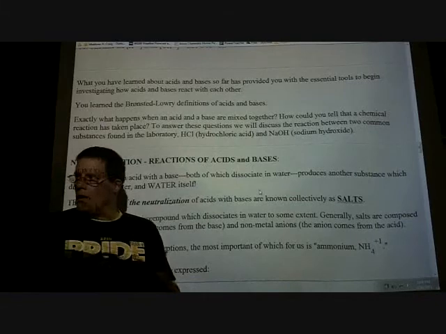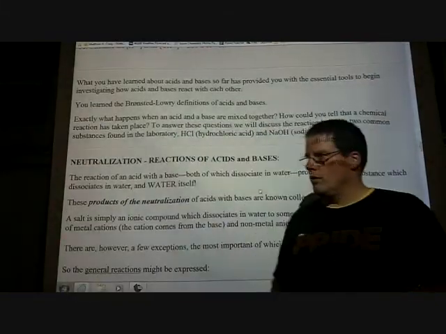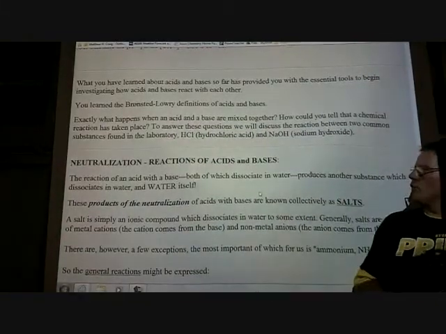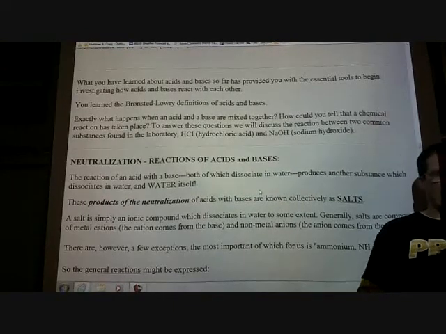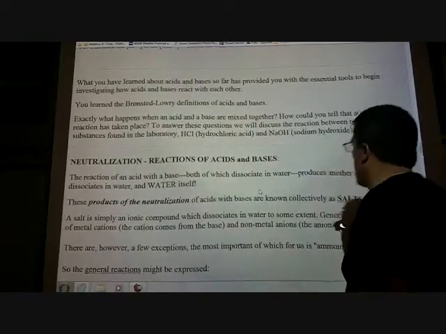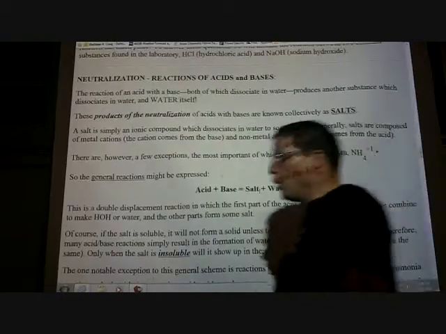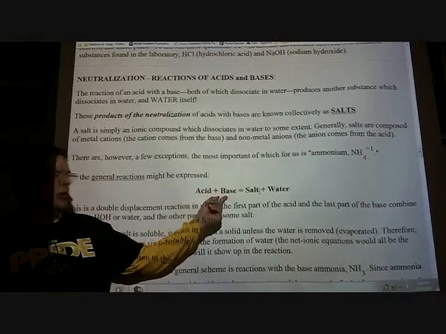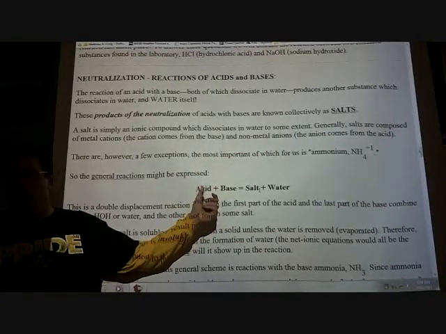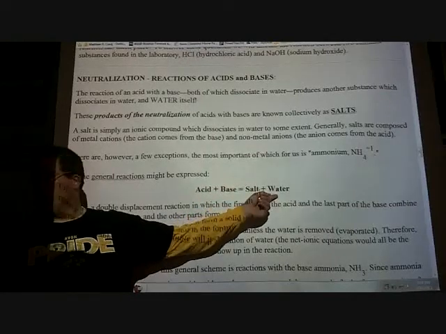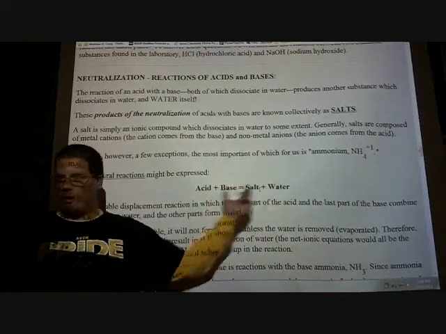We talked a little bit about neutralization reactions. Now listen. We talked about neutralization reactions last topic when we did the ionic equations. Generically speaking, a neutralization reaction is when you have an acid reacting with a base, and we're forming a salt and water. This is something that we've already talked about.